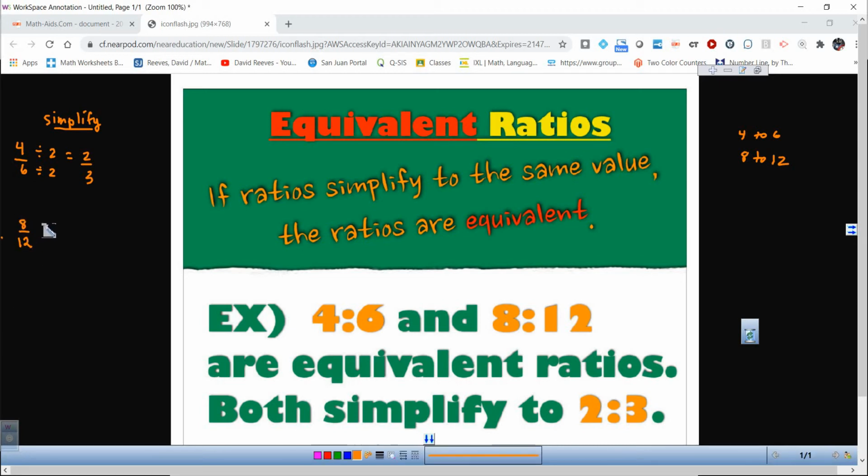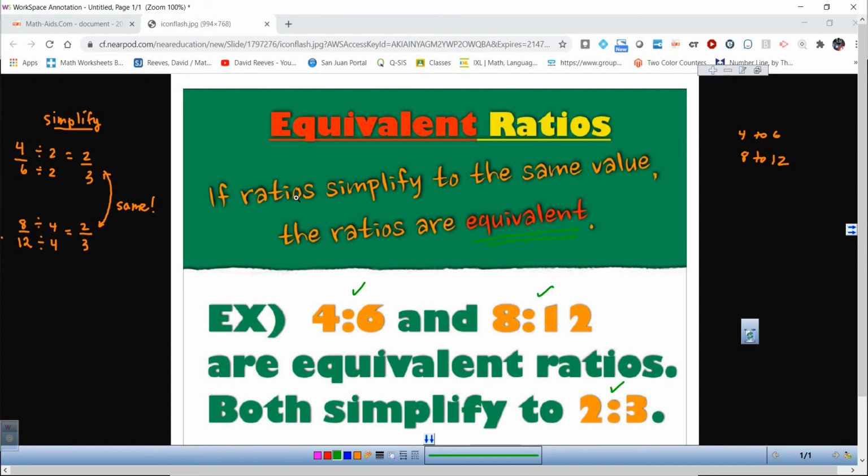Now I can do the same thing right here with 8/12, right? But this time, instead of dividing by 2, by the way, I could divide by 2. It is a common factor, but we're looking for something called the GCF, or the greatest common factor, which in this case is going to be 4. And when I do 8 divided by 4, I get 2. And when I do 12 divided by 4, I get 3. And as you can see, these two are the same. So since 4/6 and 8/12 simplify to the same ratio, they are equivalent. So we would say that 4/6, 8/12, and 2/3 are all equivalent. They are equivalent ratios. Okay?